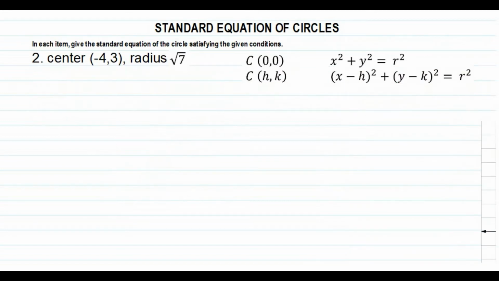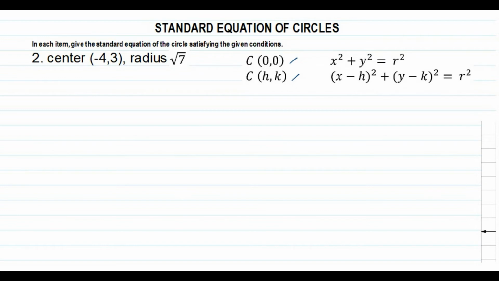Now, ganun lang din yung gagawin katulad ng number 1. Let's read. Center is at negative 4, 3 and radius is square root of 7. Okay, sorry. Again, center is at negative 4, 3. Radius is square root of 7. Now, take a look at the center as our guide. Ang center ba ay nasa origin or nasa not located at the origin? Yes, it's not located at the origin.